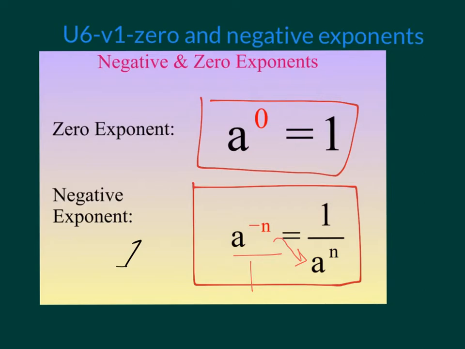And vice versa. If we have something like this, and we want it to be positive, it's going to go to the opposite spot. So if it's in the denominator, it goes to the numerator and becomes positive.